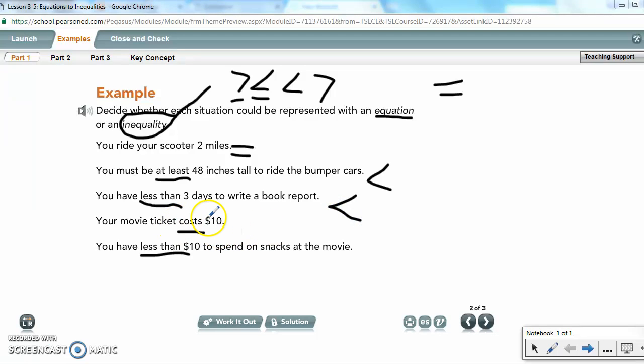Here we have your movie ticket costs $10. Does it cost $9? No. Does it cost $11? No, it's $10 on the dot, which means it can be represented with an equal sign. You have less than. Well, less than means that we have a symbol like this, so that is an inequality. Go ahead and copy those down.